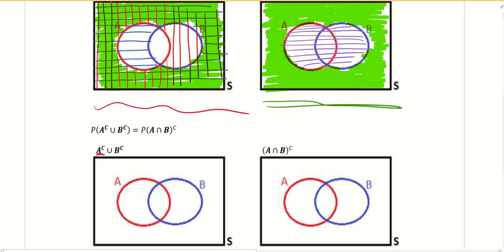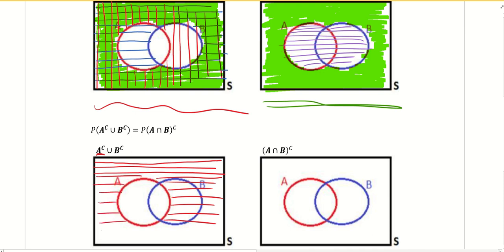So here I have A complement again. I'm going to go ahead and shade that in red again. So that's everything outside of my A circle. And then I have B complement again. That is everything outside of my B circle. I'll shade that this way. So everything that's not in B, I will shade, because that's the complement.